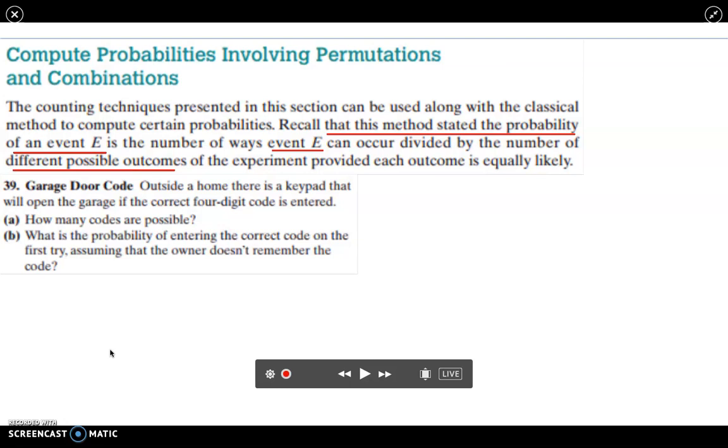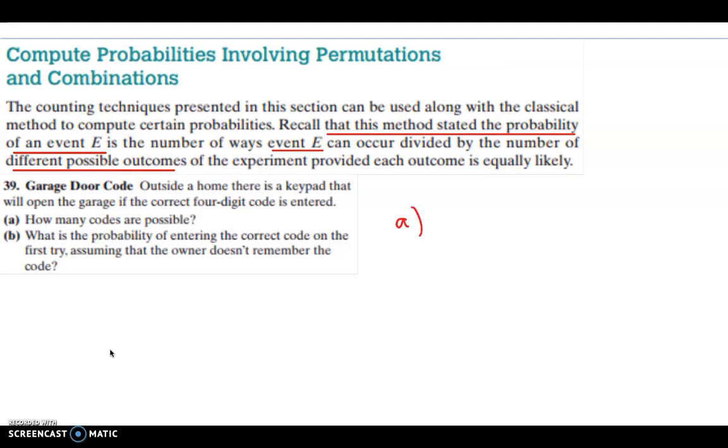So let's look at a garage door code. Outside a home, there's a keypad that will open the garage if the correct 4-digit code is entered. I'm sure many of you have experienced this. You have to type in your 4-digit code, and then you're able to get into your garage. Part A, how many different codes are possible? Well, you've got 10 choices, the numbers 0 through 9. So you have 10 for the first, 10 for the second, 10 for the third, 10 for the fourth. So this would be 10 times 10 times 10 times 10, which will give you 10,000 different choices.